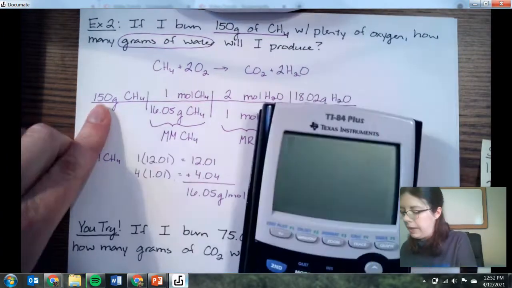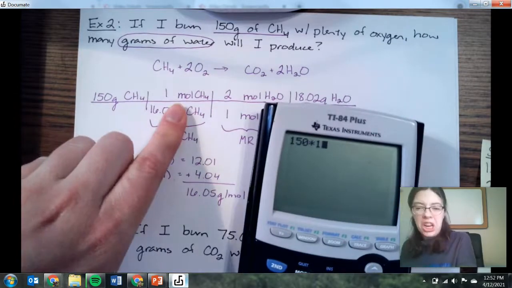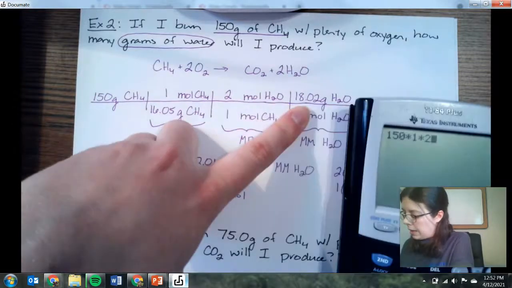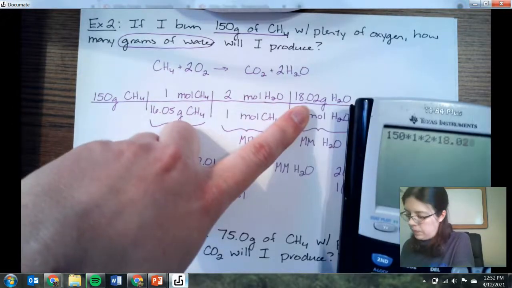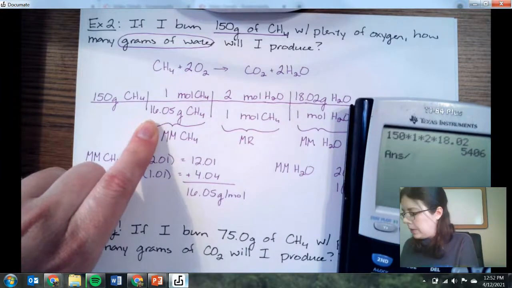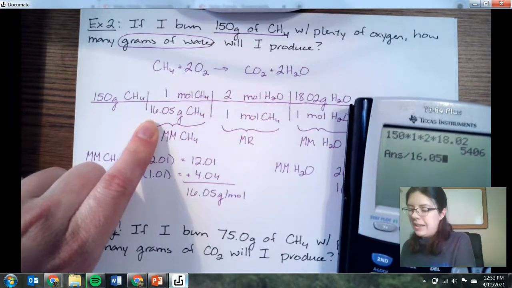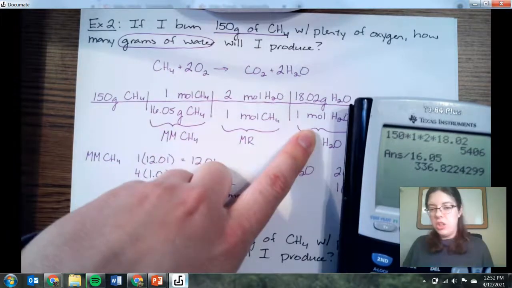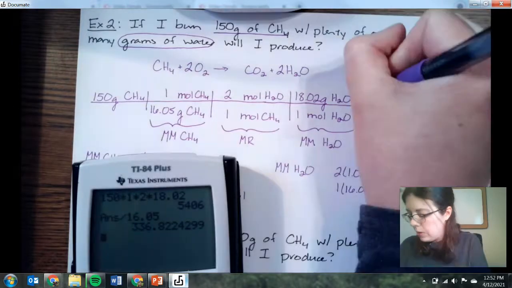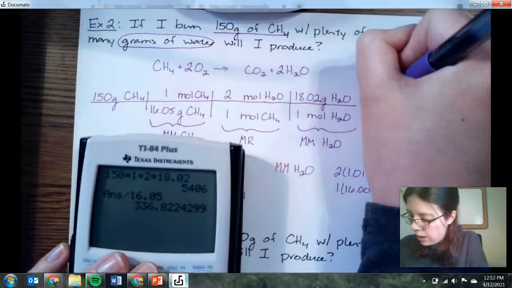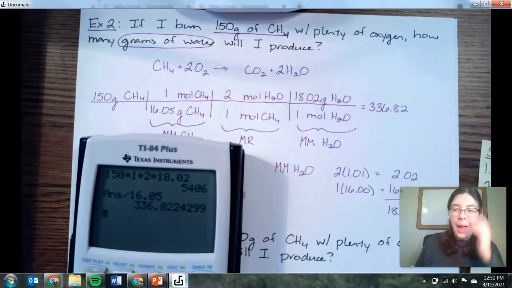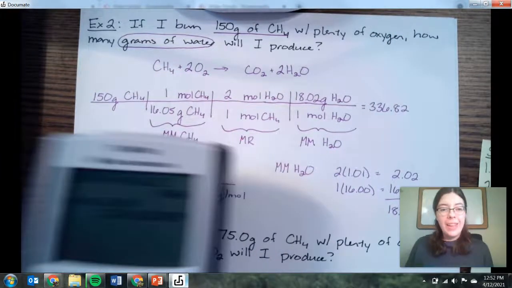So 150 times 1 doesn't really change anything, times 2, and then times 18.02. And then we're going to divide by what I have in my bottom, so 16.05. Divide by 1, that doesn't change anything. So for my grams of water that I produce, my calculator tells me 336.82 blah, blah, blah. So now we need to think about sig figs.